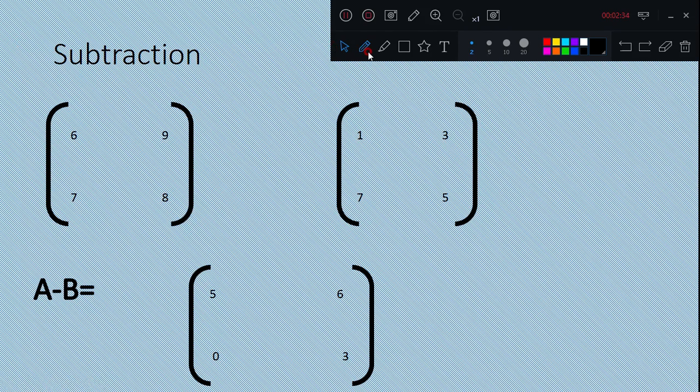Since in matrix A at position A11 I have 6, and in matrix B at position A11 I have 1, 6 minus 1 gives me 5, which I have written here. Now 9 minus 3 at position A12 in both the matrices is equal to 6, which I have written here. Now 7 minus 7 is equal to 0, which I have written here, and 8 minus 5 is equal to 3, which I have written here.